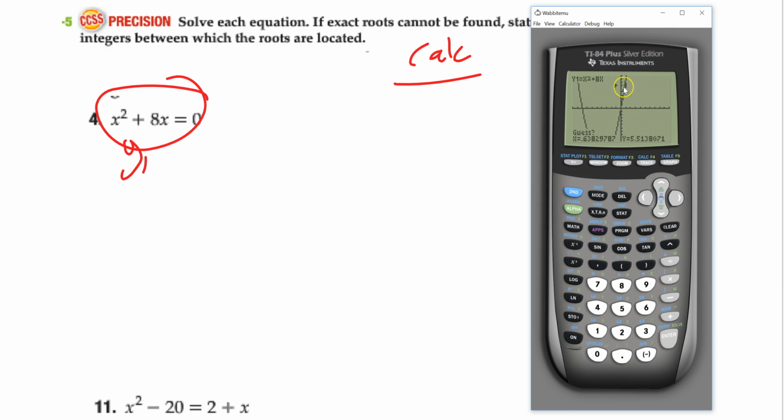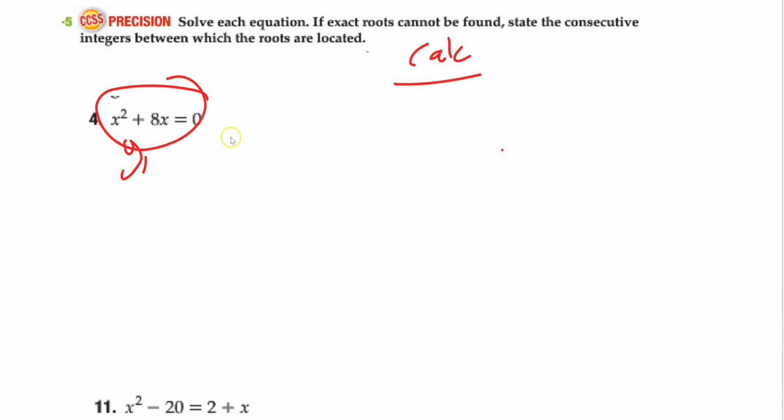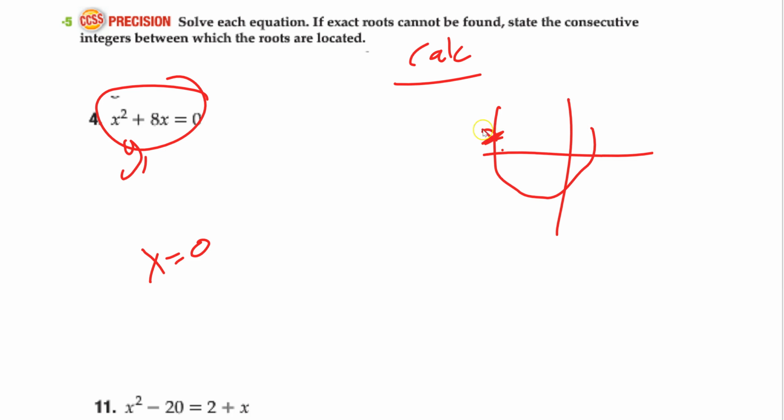And it's searching between my 2 bounds to give me the answer. In this case, 0. So what answer is that? X equals 0. So again, what we're doing here is the exact same thing we did earlier. It wants a left bound, so go a little left of it, and it wants a right bound, a little right of it. And then the calculator's going to find that 0 for you.